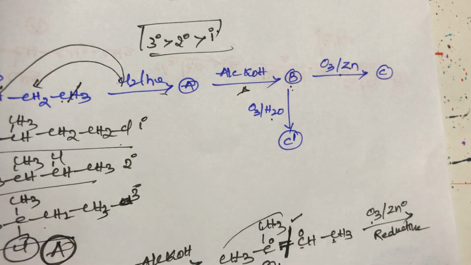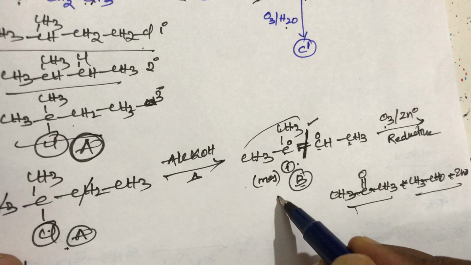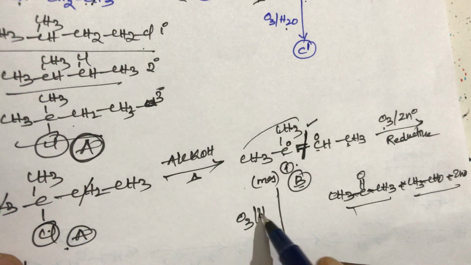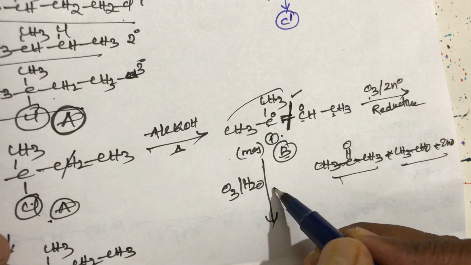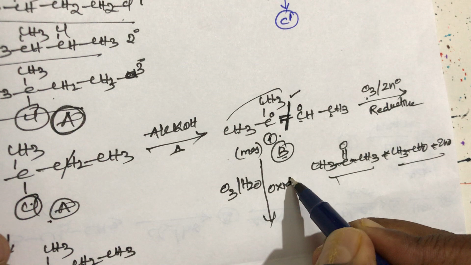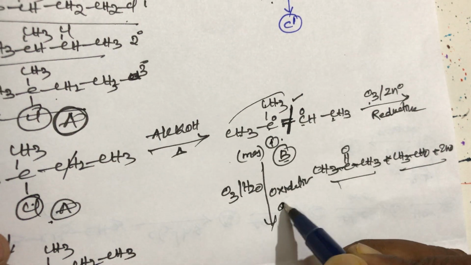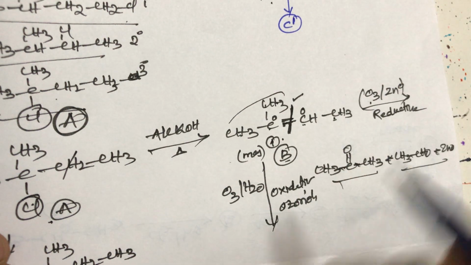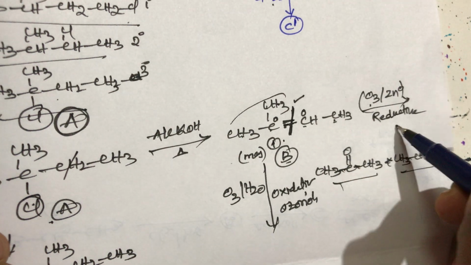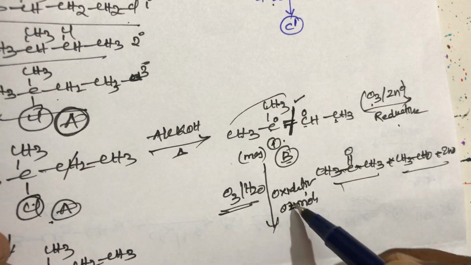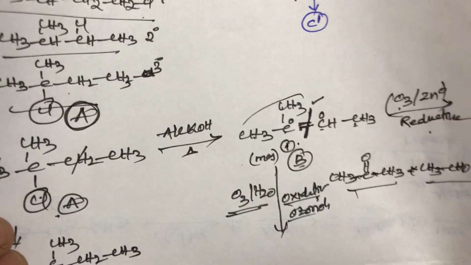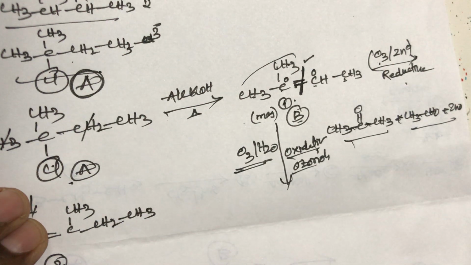Then, when B compound reacts with O3 in the presence of water, it undergoes oxidative ozonolysis. With the same compound, O3 by water belongs to oxidative ozonolysis. Oxidative ozonolysis is very important, student. O3 by Zn is reductive ozonolysis, and O3 by water is oxidative ozonolysis. This is the two-step method, student. I said in the previous video that it is a two-step reaction.